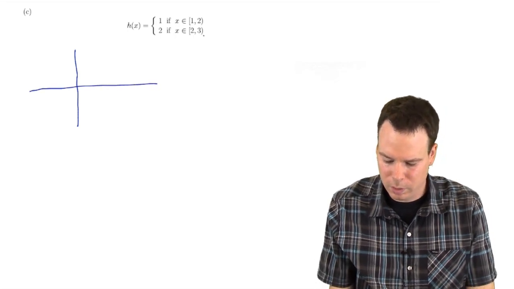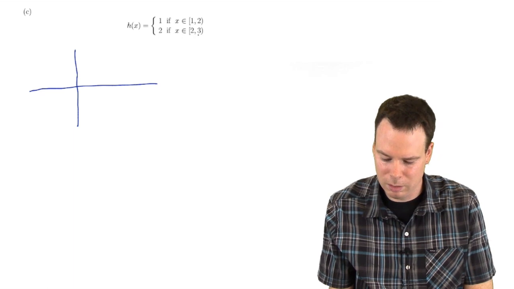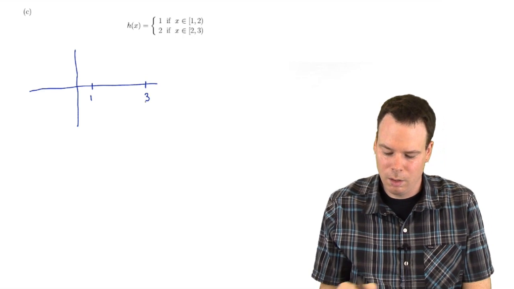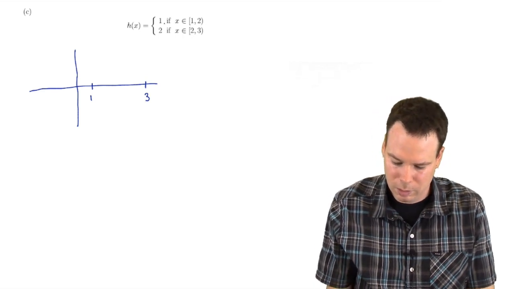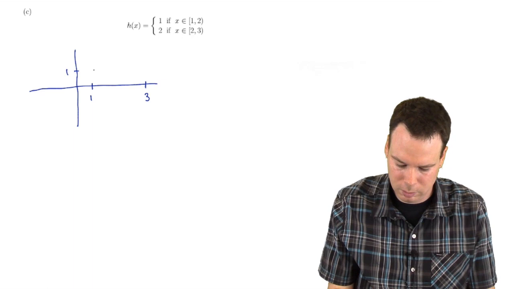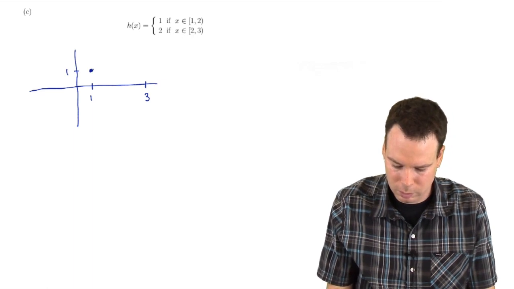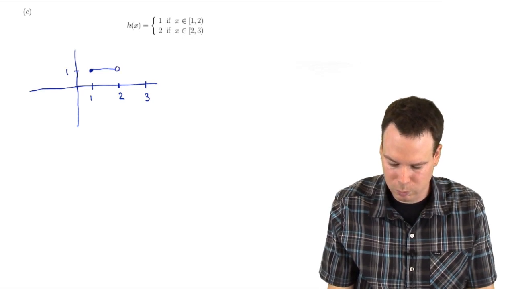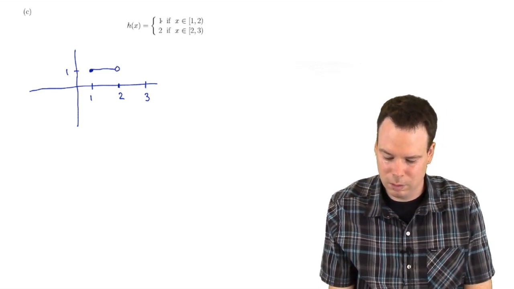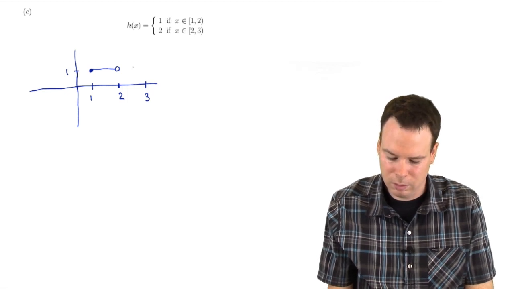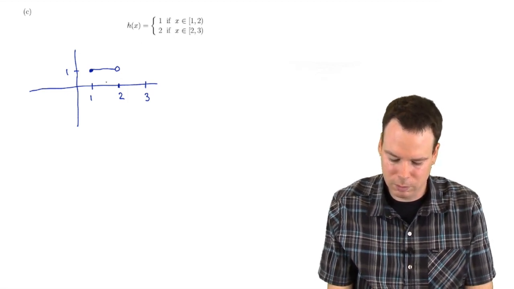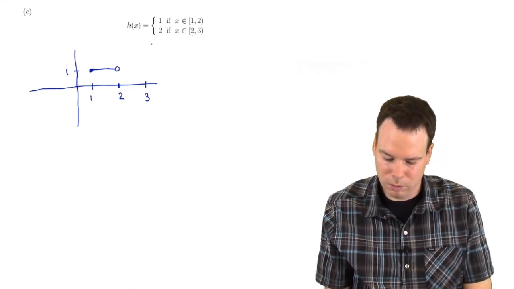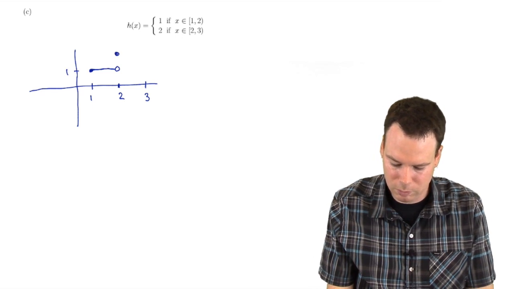The domain is from 1, including 1, to 3, not including 3. So we're starting here at 1, we're heading off to 3. On the interval from 1 to 2, it takes on a value of 1. So from 1 out to 2, it takes a value of 1, but 2 is not included in this part of the domain. So we have an open point there. The next interval from 2 to 3, it takes on a value of 2.